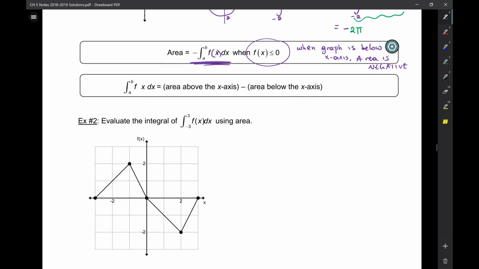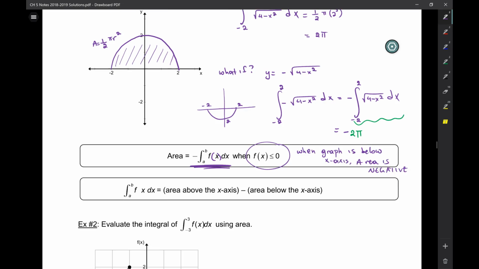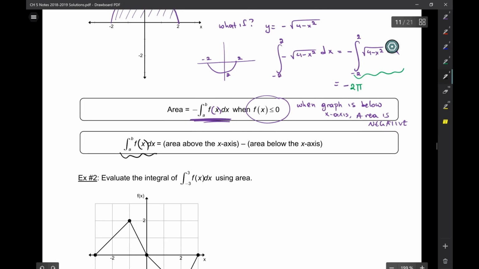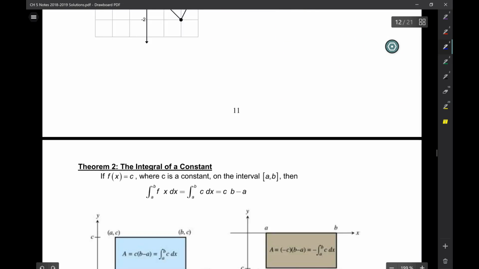Now, what are the chances that our graphs are only above the x-axis or only below the x-axis? Very, very little. Most of the time, a graph will fluctuate below and above the x-axis. If that happens, and of course it always does, for any old function allowed to go above and below the x-axis, what does this symbol mean again? The area, there you go. Then this is the area above the x-axis minus the area below the x-axis.